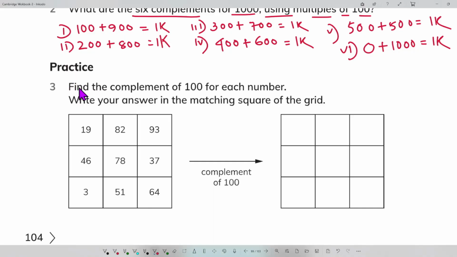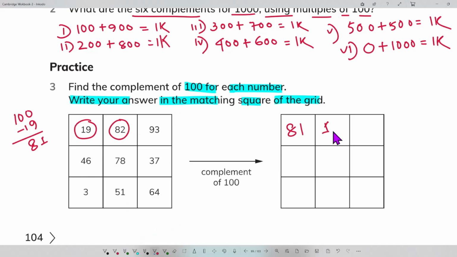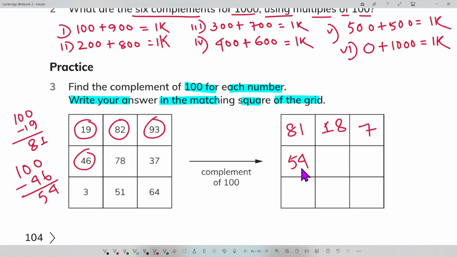Practice question number 3. Find the complement of 100 for each number. Write your answer in the matching square of the grid. Here is 19. So 100 minus 19, it will be 81. So here is 81. 82, so here is 18. 93, so here 7. 46. 100 minus 46, so here is a 4, carry 1, 5. So here is 54.